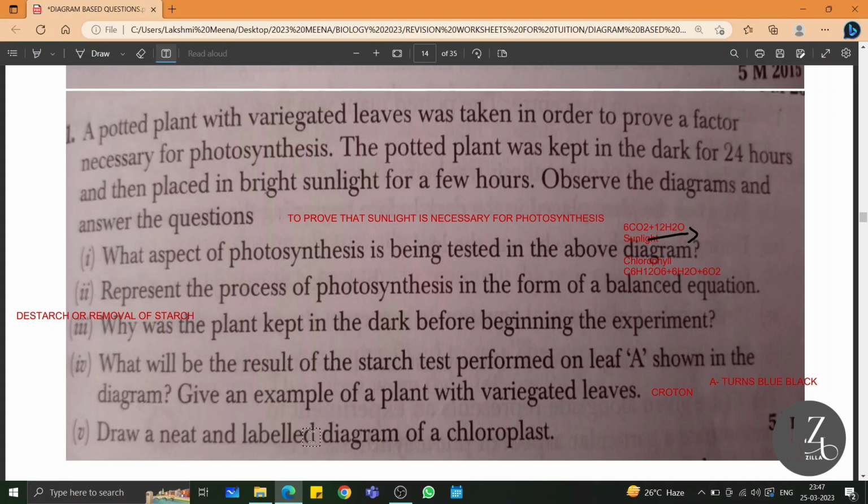Draw a neat and labeled diagram of chloroplast. Okay, it's quite easy. All that you have to show is a double walled or double membraned wall with stacks of thylakoids and stroma. That will give a neat and labeled diagram of chloroplast. I will include the picture here.